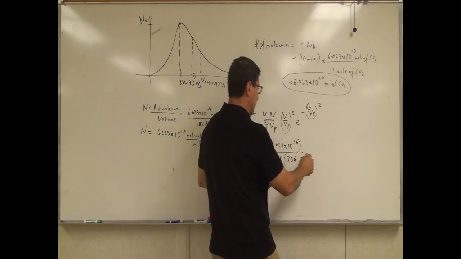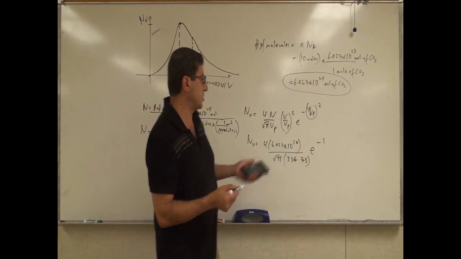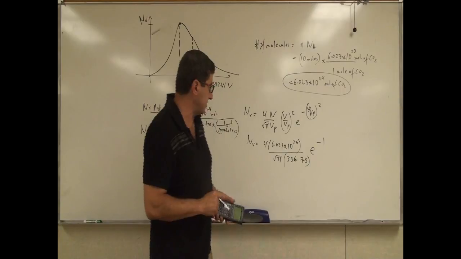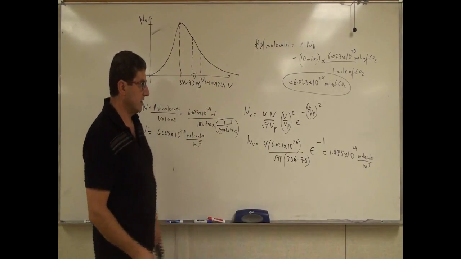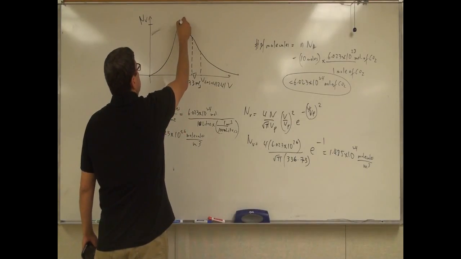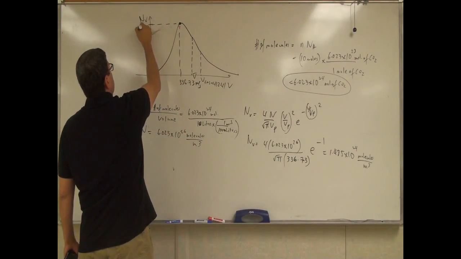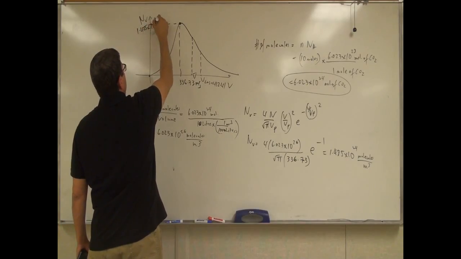So V over VP is 1, and then you have here e to the minus, V over VP is 1, and then so e to the minus 1 squared, and then that's just going to give you that. So then you do as the units of the N. But 1.485, 10 to the 24th. So this is going to be the value here, 1.485, and then the peak here is times 10 to the 24th molecules.